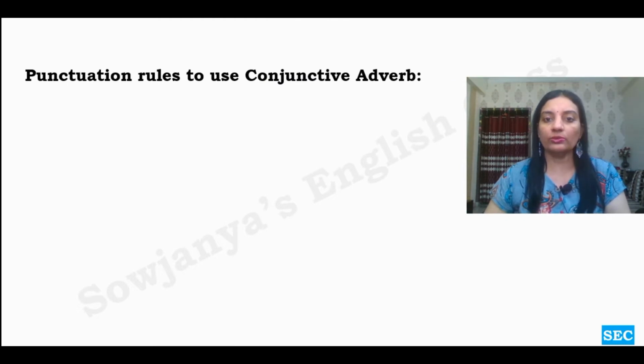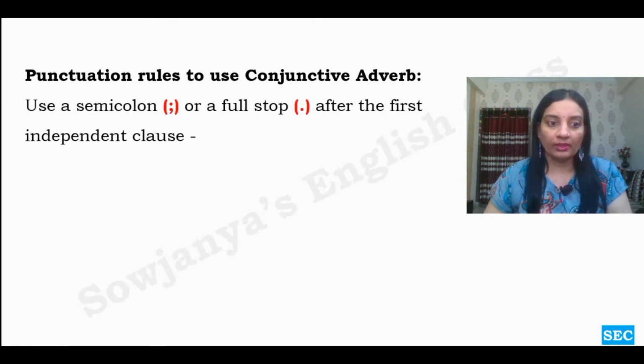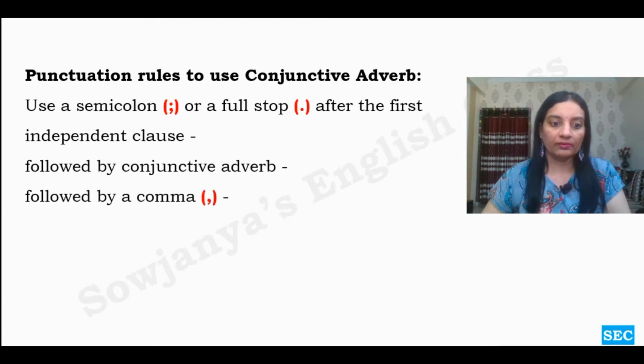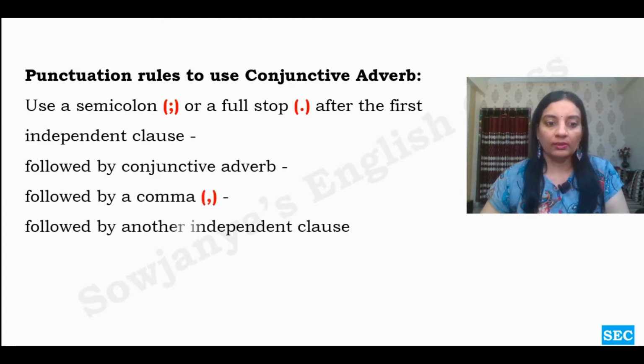Punctuation rules to use conjunctive adverb. There are some strict punctuation rules to use conjunctive adverbs in a sentence. Let us see what they are. Use a semicolon or a full stop after the first independent clause, followed by a conjunctive adverb, followed by a comma, followed by another independent clause.